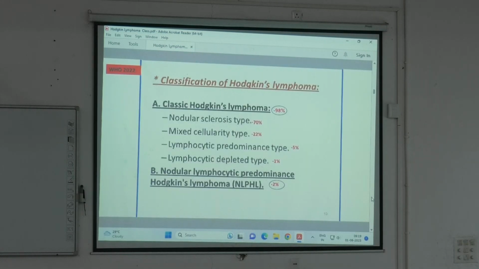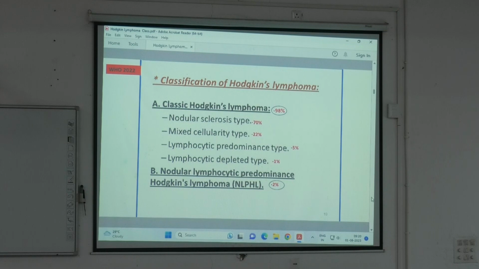What is the classification? WHO 2022 classified Hodgkin lymphoma; NHL is a big classification, but Hodgkin lymphoma is a small classification. It is broadly of two types. One is classical Hodgkin lymphoma, that is 98%, and the remaining 2% is nodular lymphocyte-predominant Hodgkin lymphoma. This is broadly divided into two.